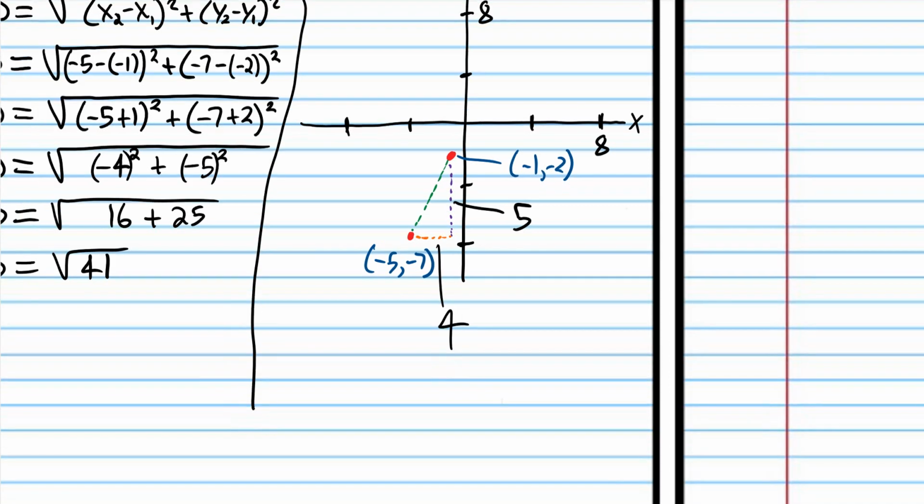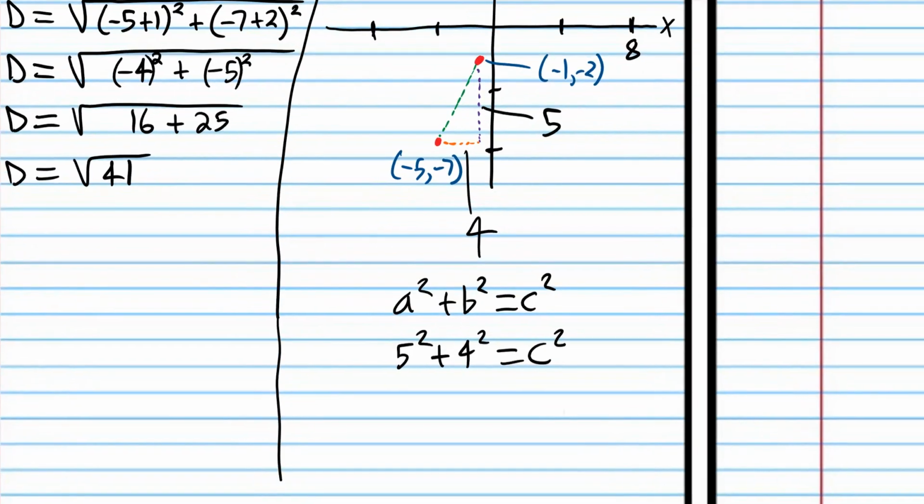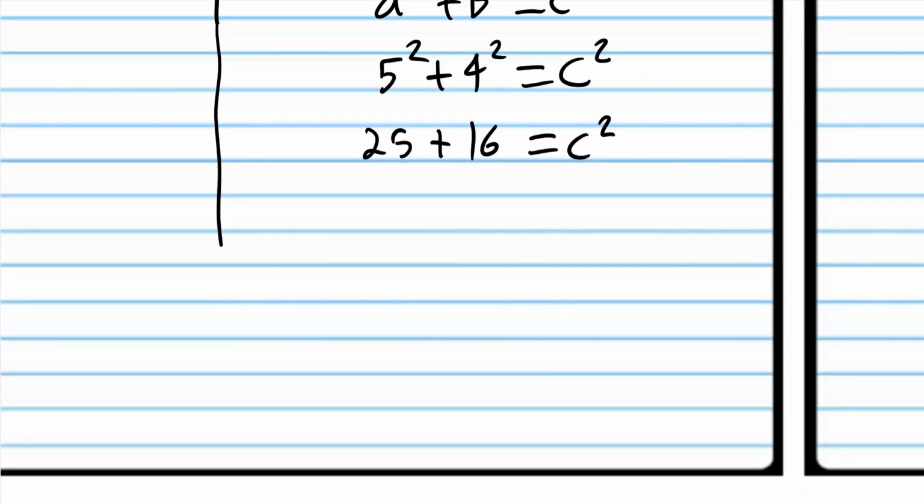So now you just use the Pythagorean theorem, because we've got a right triangle, and we have the legs, so a squared plus b squared equals c squared. Again, we learned this Pythagorean theorem in a previous class. And we have 5 squared plus 4 squared is equal to c squared. Doesn't matter which one is which. 25 plus 16 is equal to c squared. 25 plus 16 is 41.